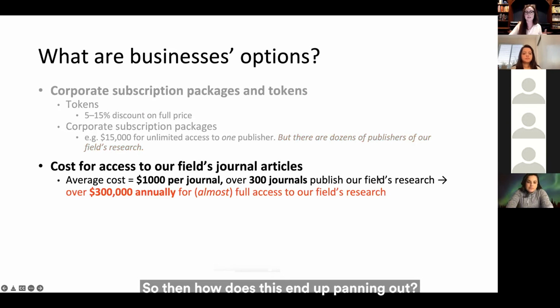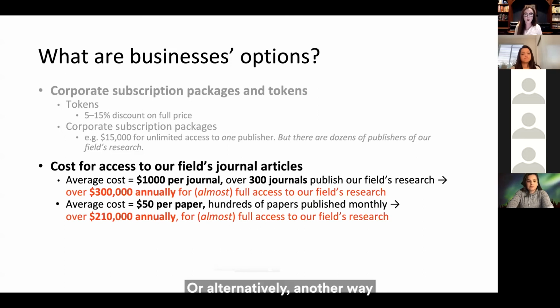So then how does this end up panning out? If the average cost to subscribe to a single journal is about $1,000 on average, and there's over 300 journals that publish our field's research, then that means it's costing $300,000 annually for almost full access to our field's research, not even all of it. And when I say our field, I'm referring to SLP specifically, because I have to do this through my own business. Or alternatively, another way to do the math on it is if the average cost of a paper is $50 per paper and hundreds of papers are published every single month, again, it's still over $210,000 annually for almost full access to our field's research.